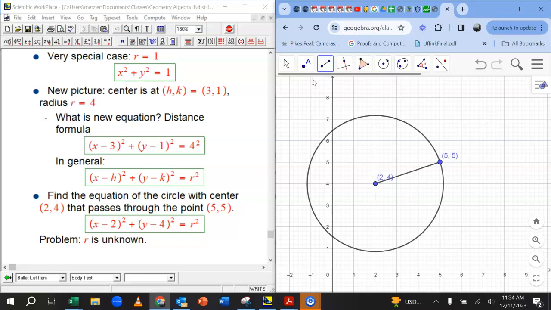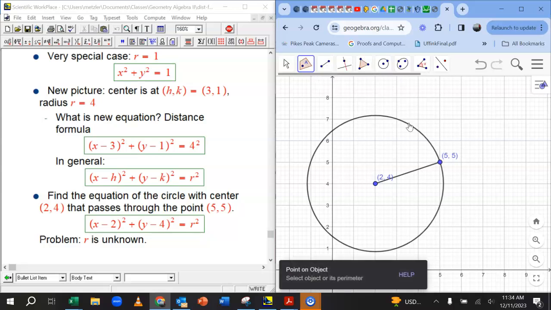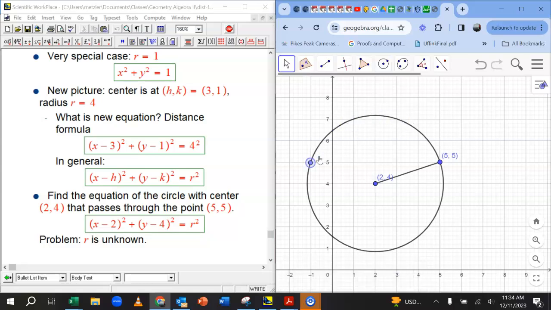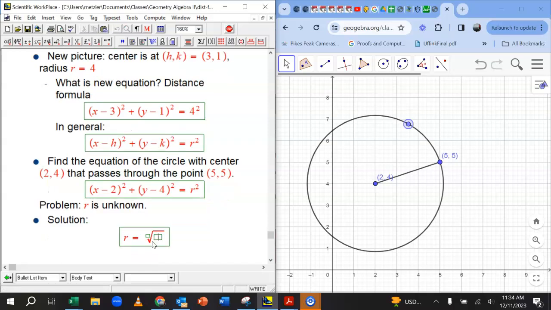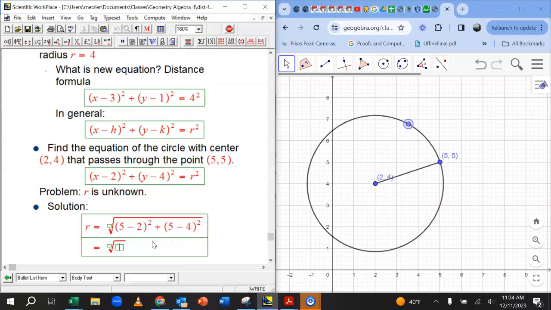And then that will tell me how to describe a random point that's on the circle. So I'm going to be able to figure out an equation for all these random points by using the fact that I know that point is on there. Okay, so the solution is that r is just the distance between those two known points. And that's the square root of 5 minus 2 squared plus 5 minus 4 squared, square root of 9 plus 1.